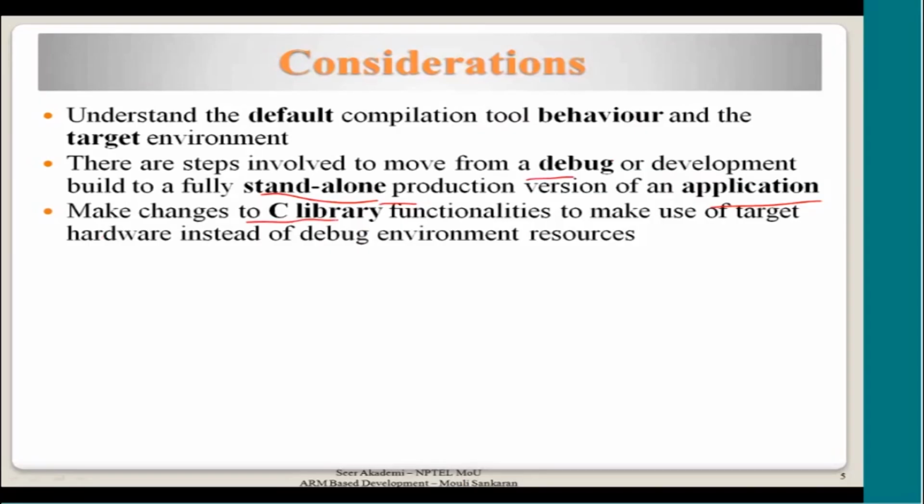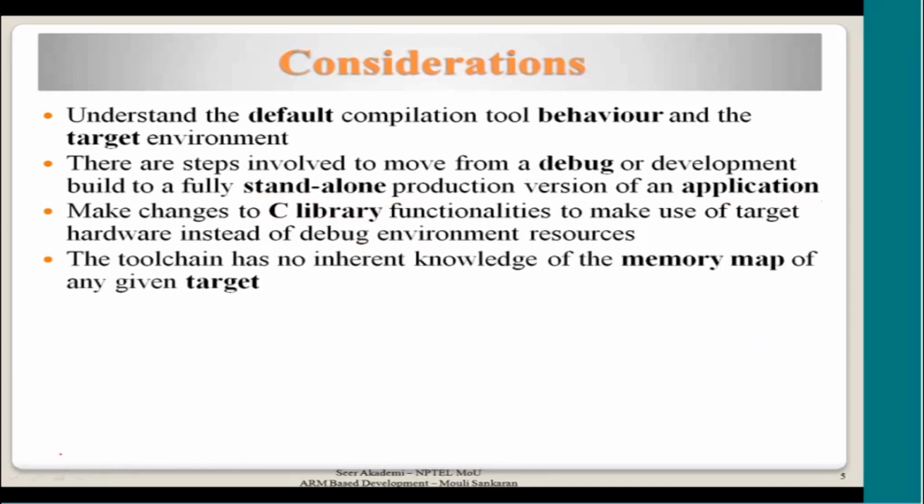So first initially debug is done, and then the standalone version will be generated. Some changes to the C library functions have to be made to meet the target hardware, instead of debug environment resources. So C library functionality will now use the target hardware features, or LEDs or whatever, rather than the debug environment resource. Even if a printer has to be put, now there is no debugger running on the screen, so you cannot send it to a serial port or anything. So it has to use all the resources in the set-top box. So the C library also has to be modified.